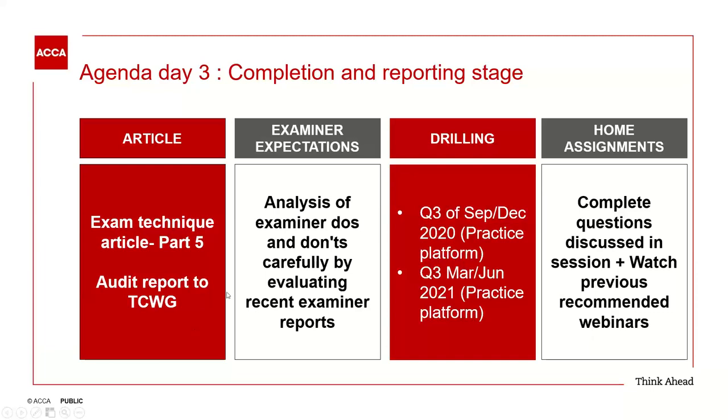Then I would be doing analysis of the examiner report, just like I did the analysis yesterday of the March-June 21 examiner report. I'll be looking at two questions: question 3 from September-December 20 and question 3 from March-June 21. And any question left unattended, you will do as your home assignment. And you will also watch the previous webinar on the same topic.